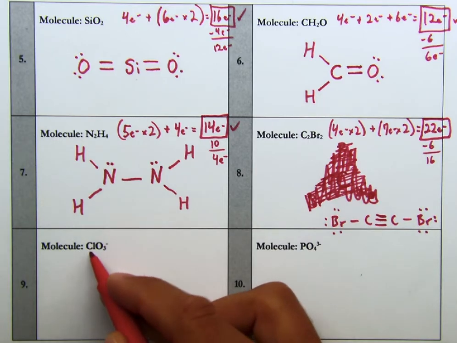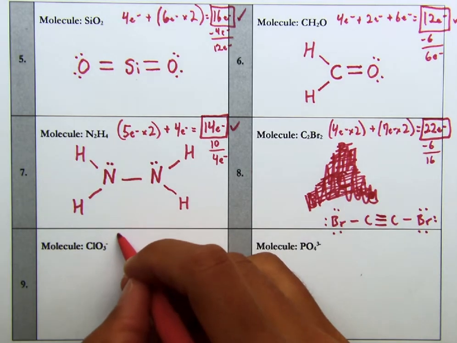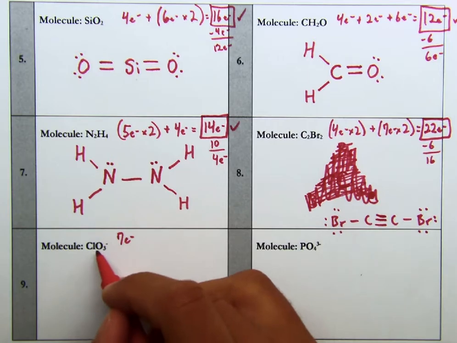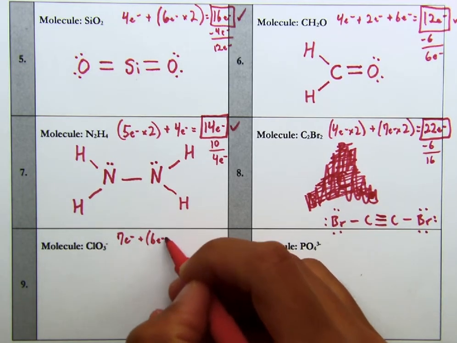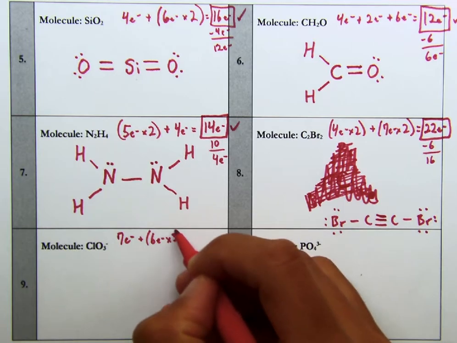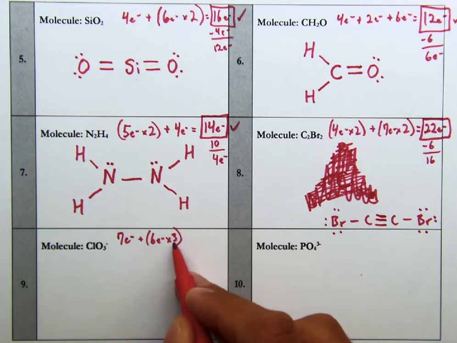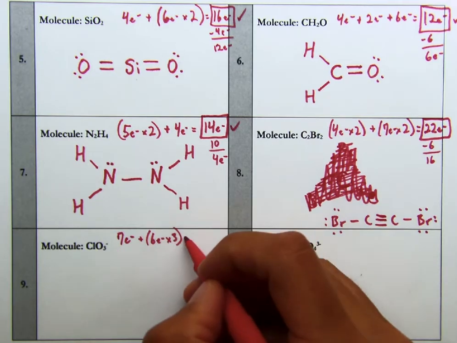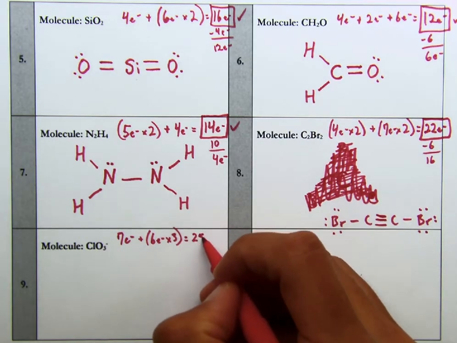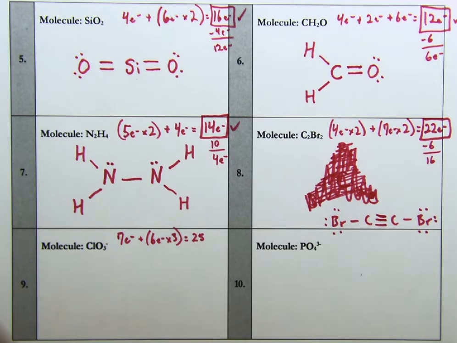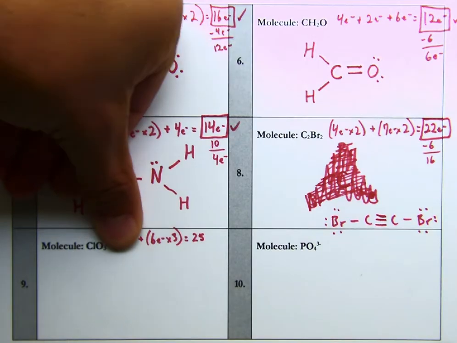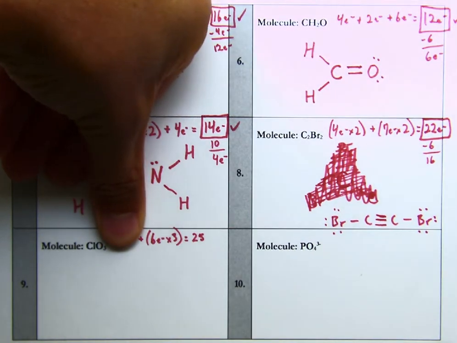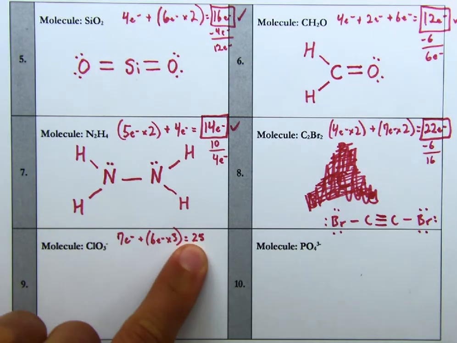So chlorine has 7 valence electrons. Oxygen has 6 valence electrons. And we have 3 of them. So 6 times 3 is 18. 18 plus 5 is 25. Now, that would be ClO3. Sorry, my thumb's just kind of in the way, but just ClO3 would give you 25 electrons.